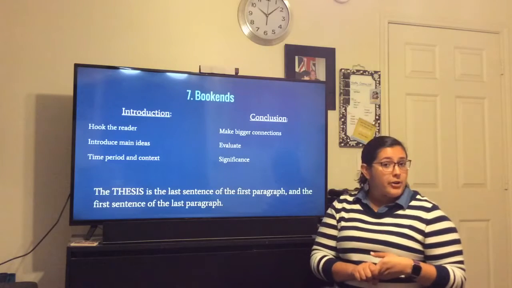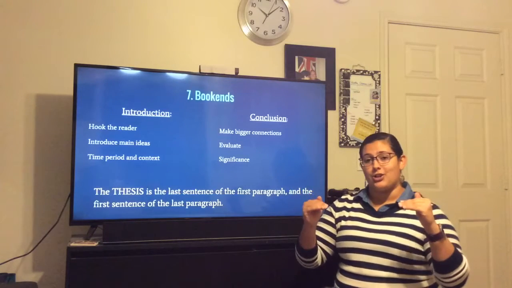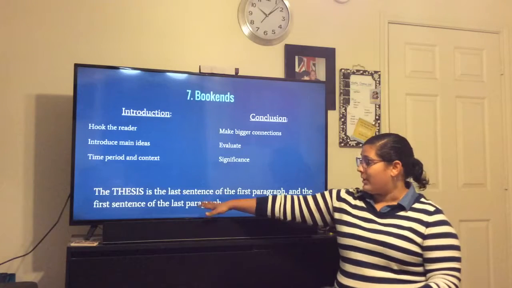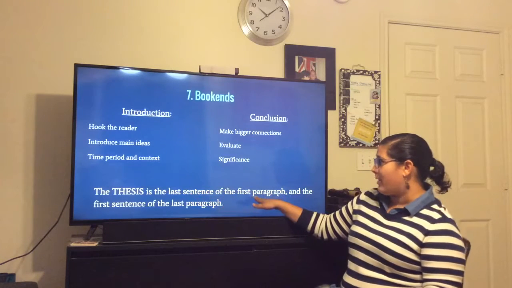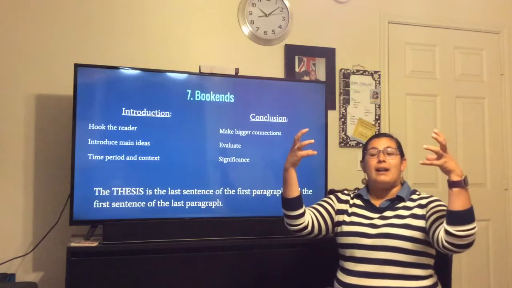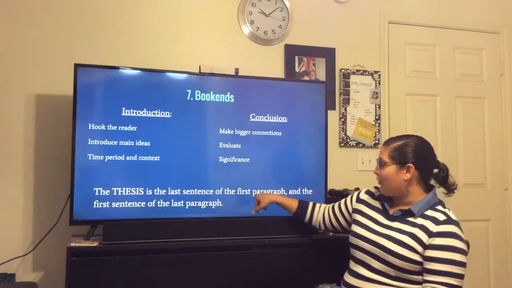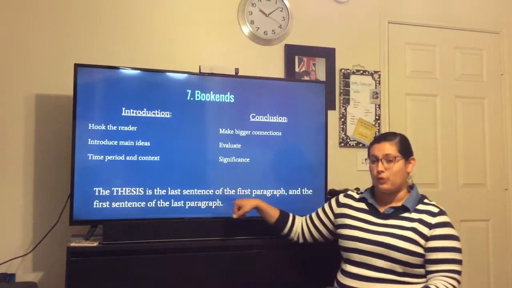Then you can give time period and context. And the very last sentence of your introduction is your thesis, right? The thesis is the last sentence of the first paragraph. Moving on to the conclusion, you start off by restating your thesis. So it's the last sentence of your first paragraph and the first sentence of your last paragraph.